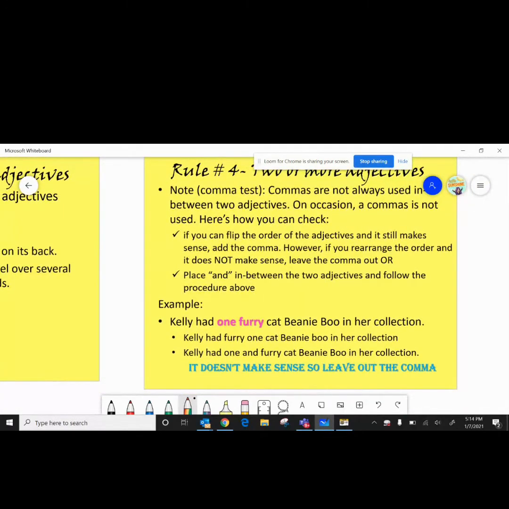Now let's look at one where you leave the comma out. Kelly had one furry cat Beanie Boo in her collection. Kelly had furry one cat Beanie Boo in her collection. Kelly had one and furry cat Beanie Boo in her collection. Well, that doesn't make sense, so you ditch the comma.